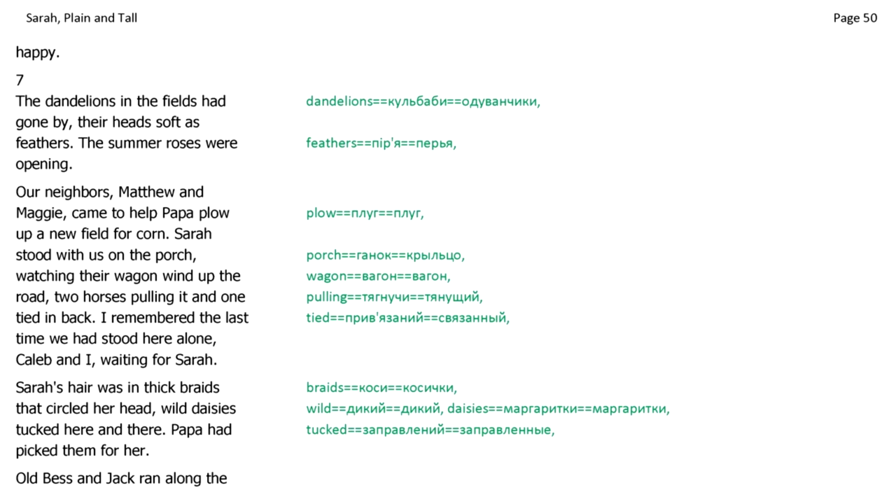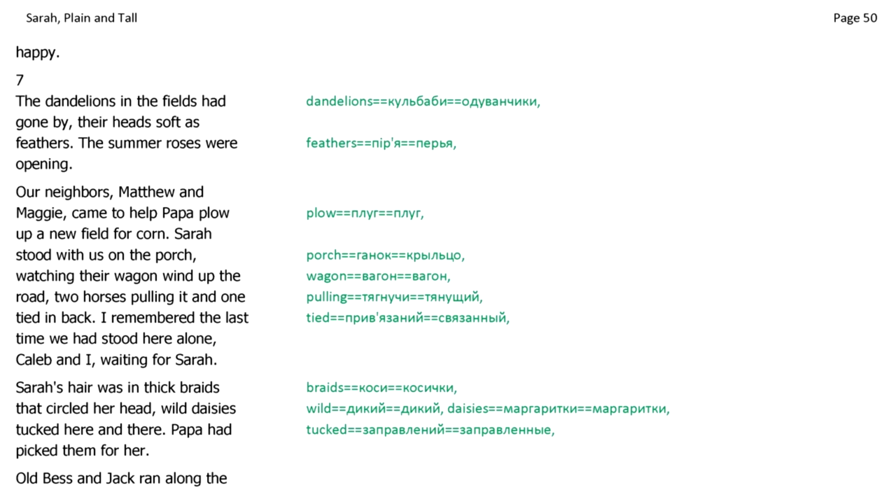Chapter 7. The dandelions in the fields had gone by, their heads soft as feathers. The summer roses were opening. Our neighbors, Matthew and Maggie, came out to help Papa plow up a new field for corn. Sara stood with us on the porch, watching their wagon wind up the road, 2 horses pulling it and one tied in back. I remembered the last time we had stood here alone, Caleb and I, waiting for Sara.